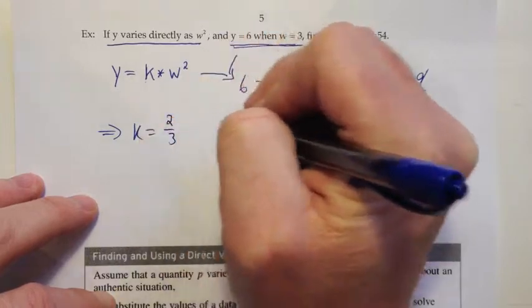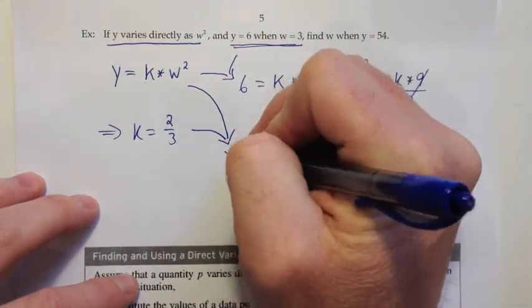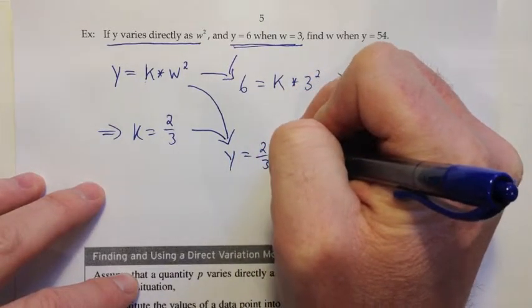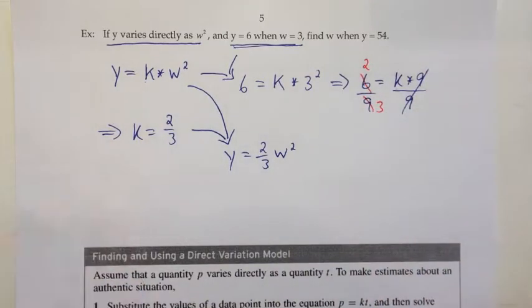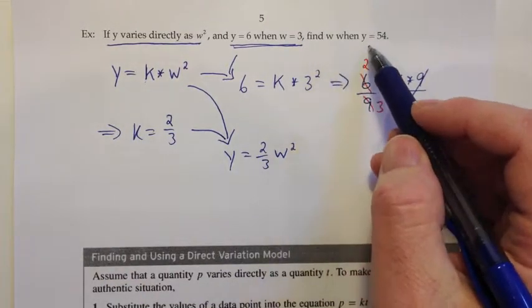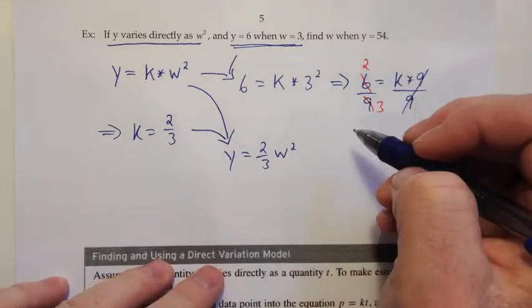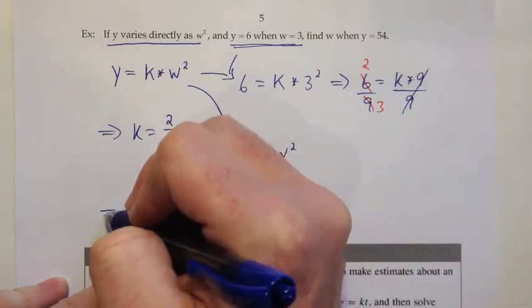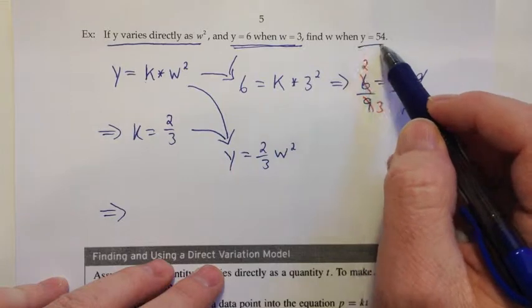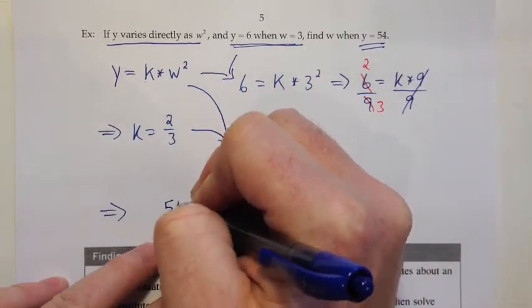And once you figure out your constant, now you can write that into your equation and say, okay, the equation of variation is y equals 2/3 times w squared. And then at that point we can use this equation to finish off the problem and find w when y equals 54. So we're going to go ahead and plug the 54 in for y. And this is a little bit unusual. On most variation problems they give you the input over here, but this time the y equals 54 is the left side. So I'll plug that in.